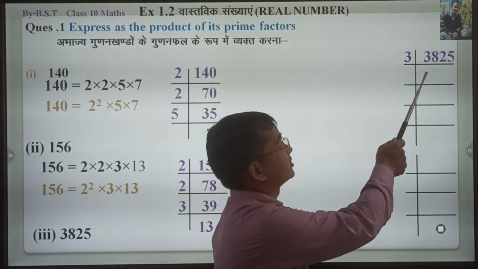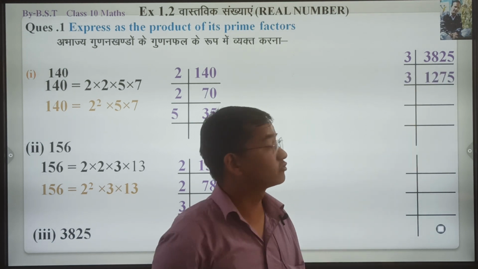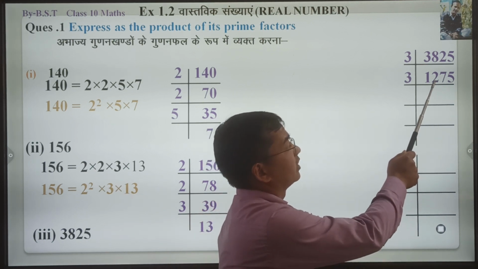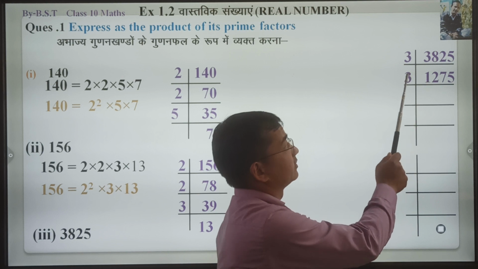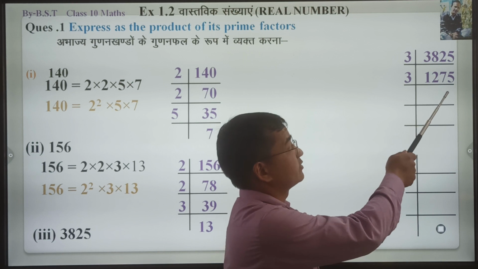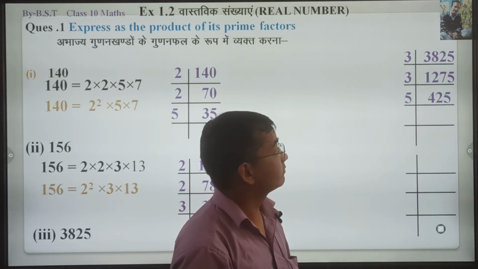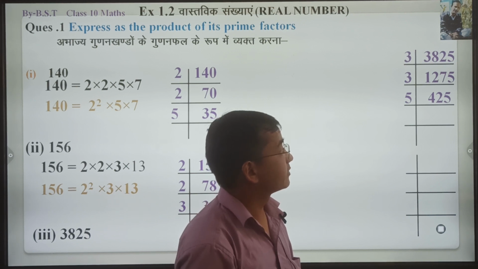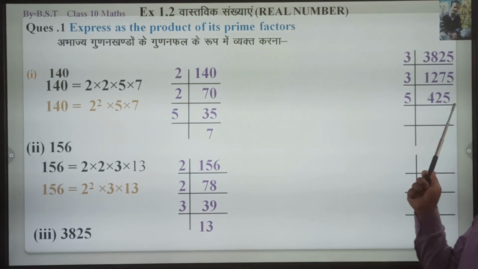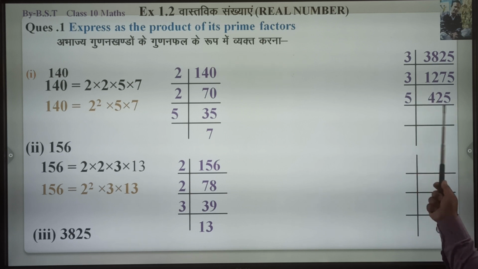3. Okay, 3 1s are 3, 3 2s are 6, 3 7s are 21, 3 5s are 15, 1275. Okay, again the sum of digits 1, 2, 7, 5 is 15, so the whole number is also divisible by 3. So 3 4s are 12, 3 2s are 6, 3 5s are 15, giving 425. Again this number is not divisible by 3. Why? Because the sum of the digits is 4 plus 2 plus 5, which is 11. 11 is not divisible by 3, so this number is not divisible by 3.